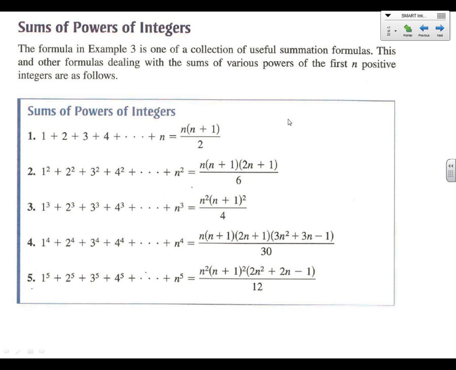Okay. Take a moment. Pause this. Write this down for a second. The sum of the powers 1 through n is this. The sum of 1 squared through n squared is this. Okay, these are proven formulas. Cubing is this, to the fourth is this, to the fifth is this. You're not going to have to memorize them. Write them down, have them at your disposal though.